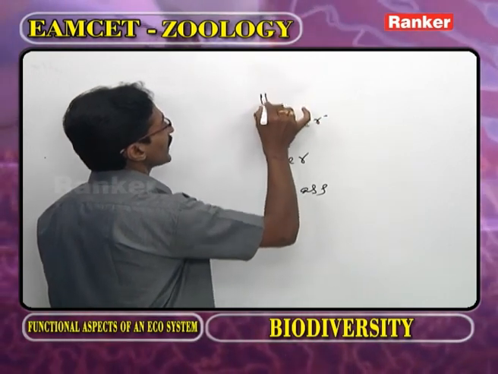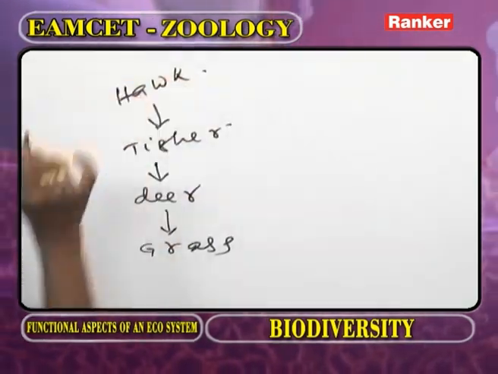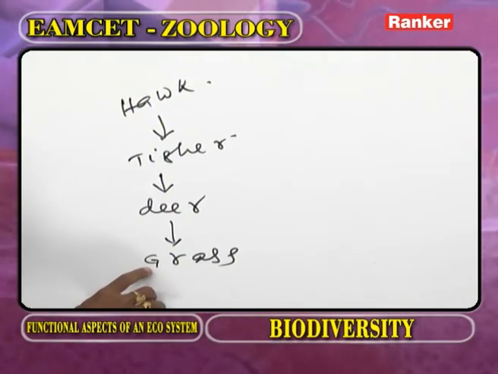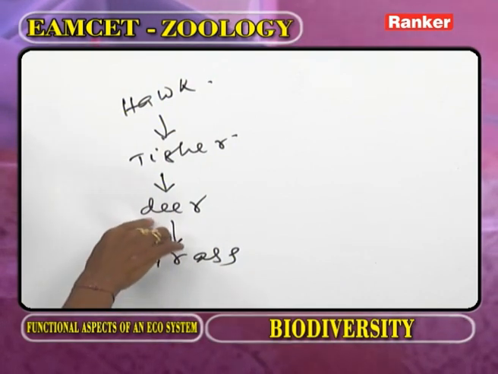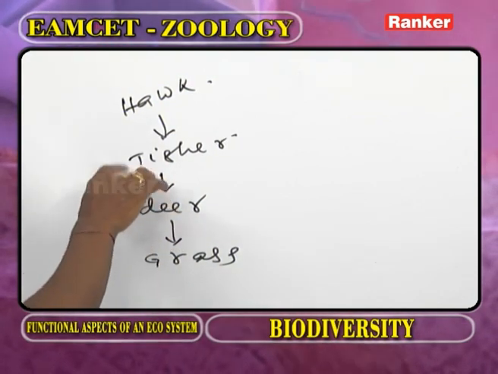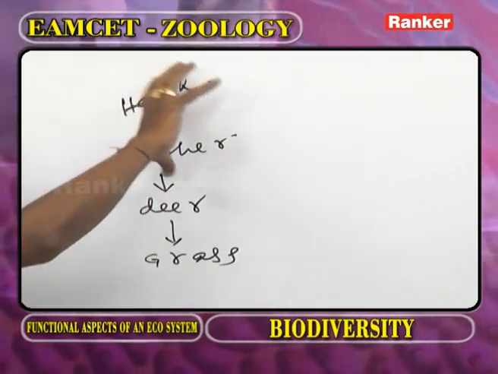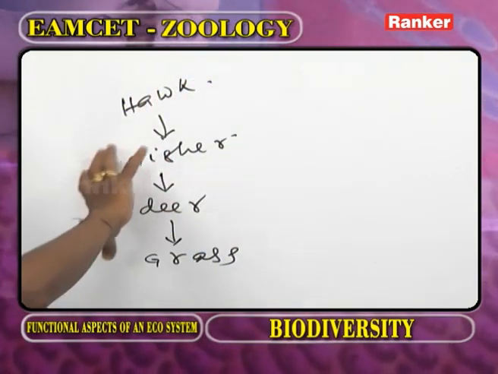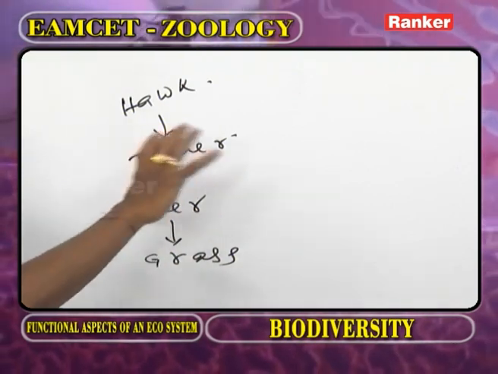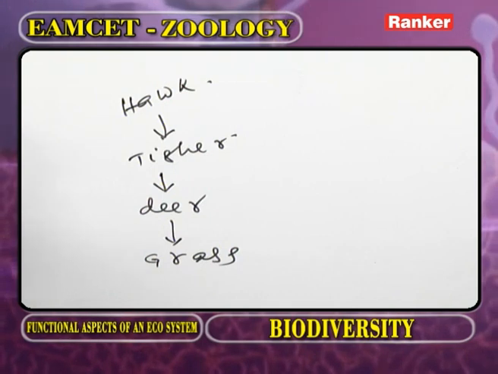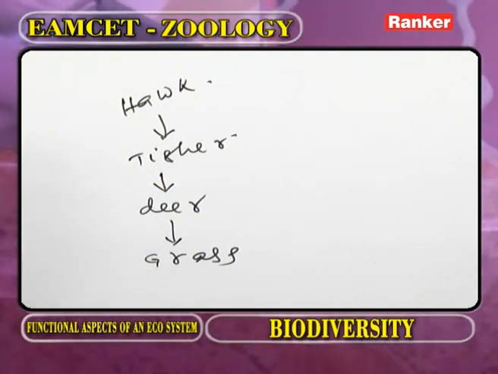Now it is eaten by a hawk. Now you have to observe how the energy transfers from the grass to deer, from deer to tiger, then it is transferred to hawk. Whenever these animals die, all these animals' bodies are decomposed by decomposers, and the energy is transferred to the decomposers. Now, what is the first statement?